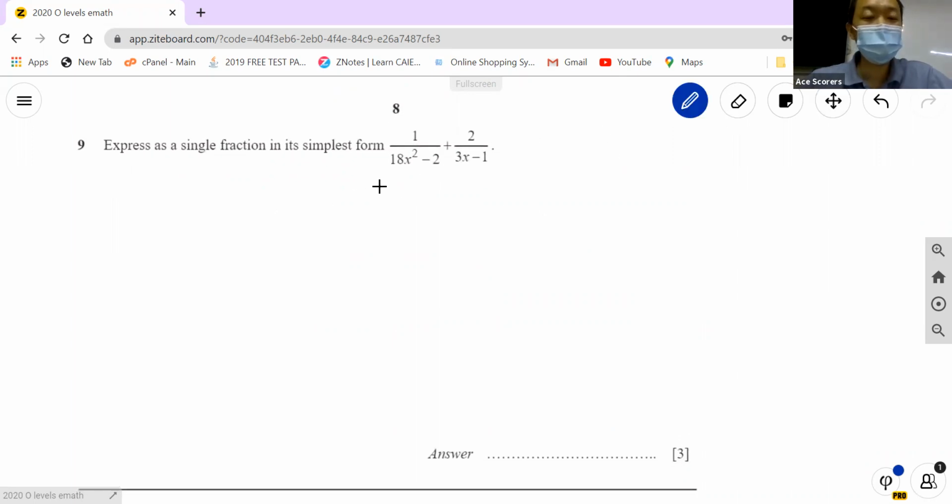Next. Express as a single fraction in its simplest form. So do the factorization.